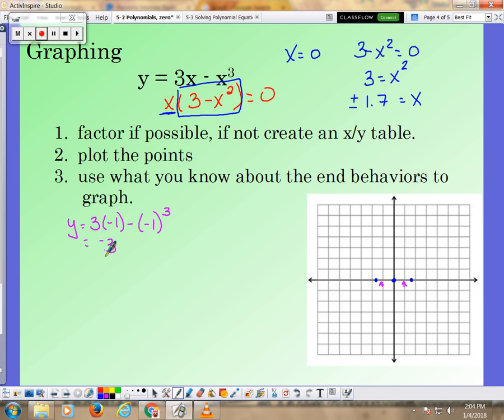Okay? All right, so I plug in the negative 1. And negative 1 times 3 is negative 3. If I cube negative 1, what is it? If you cube negative 1, it is still negative 1. So I have negative 1 in this, and the minus sign gives me a plus then. So this is negative 2. Okay. Now I'm going to plug in the 1. So this is 3 minus 1, or 2.